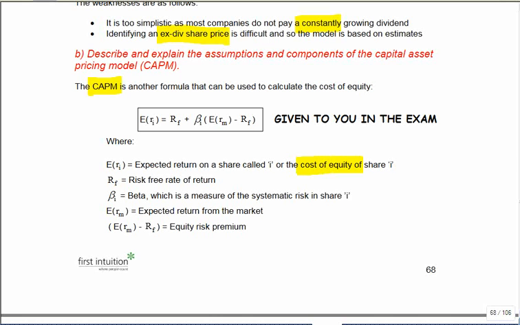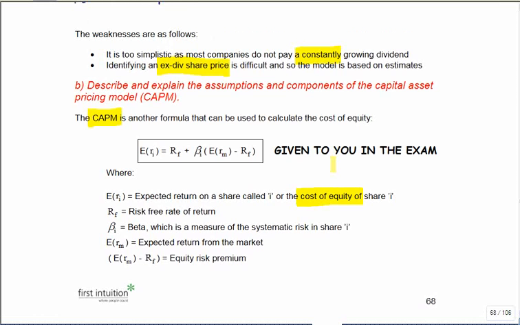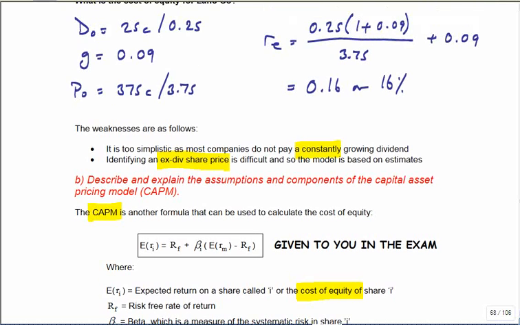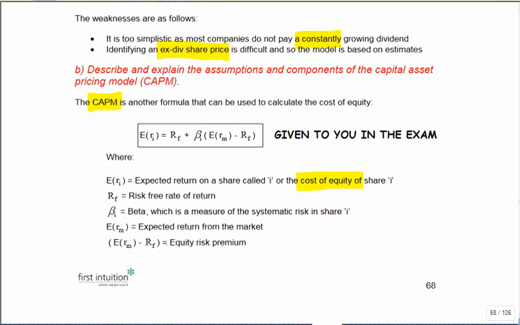So a different symbol to the cost of equity used in the dividend growth model, where we said the cost of equity was RE. So the symbol RE, standing for cost of equity, we're now using the symbol E of RI. So it is a little bit annoying that we're using a different symbol for the same thing, but that's just what we're given on the formula sheet.